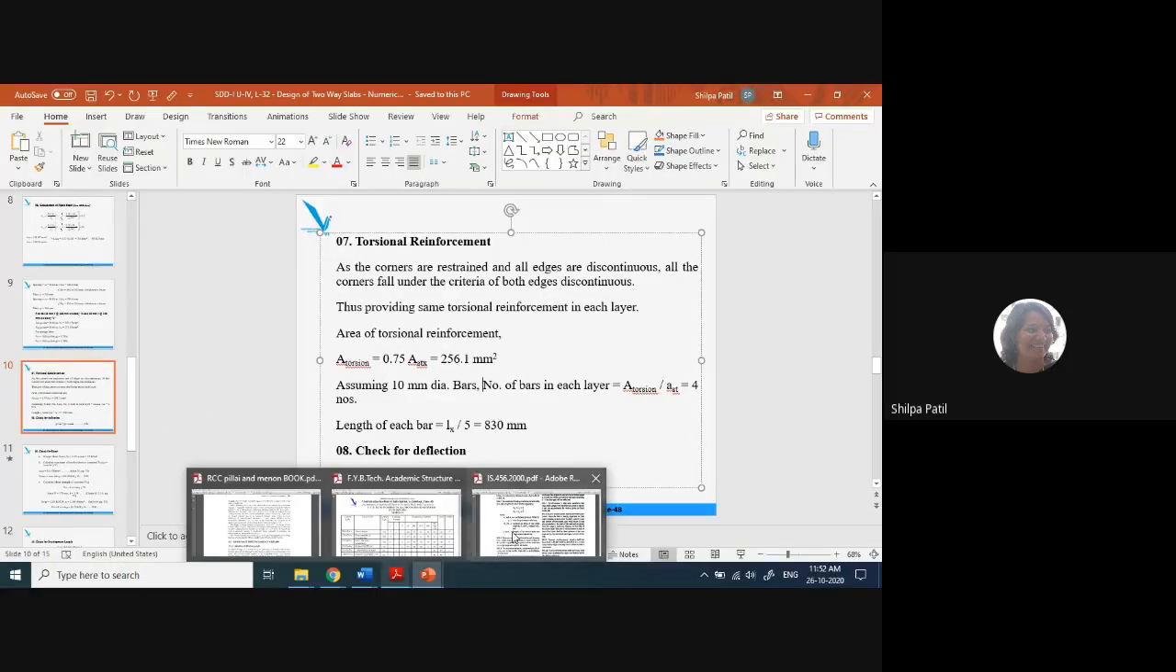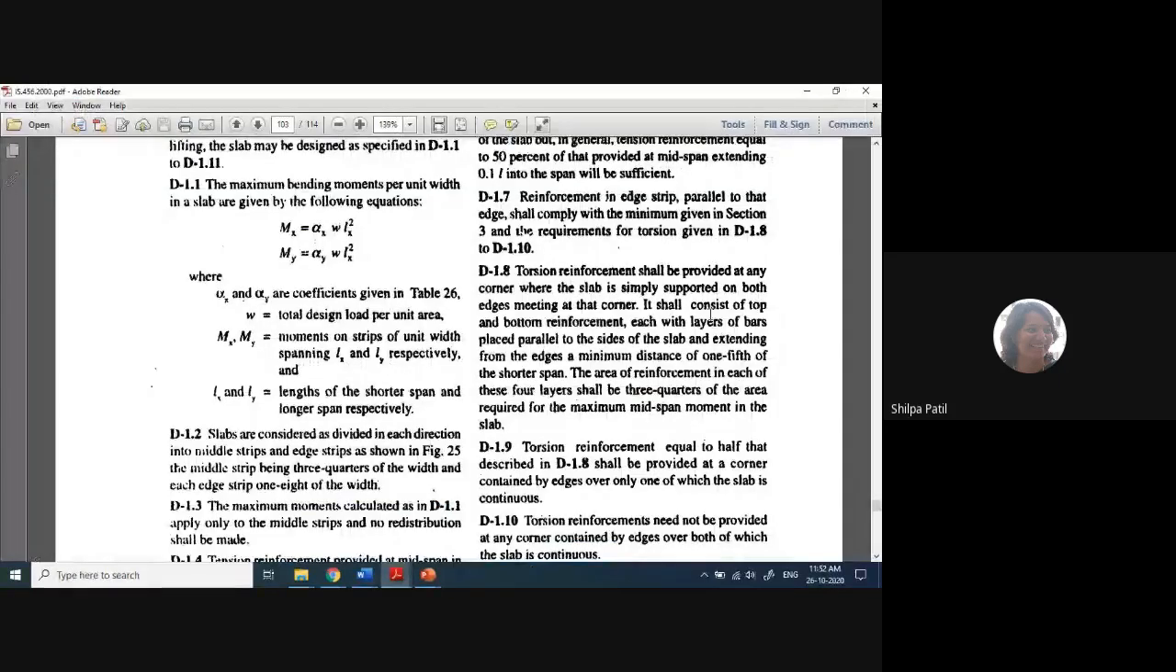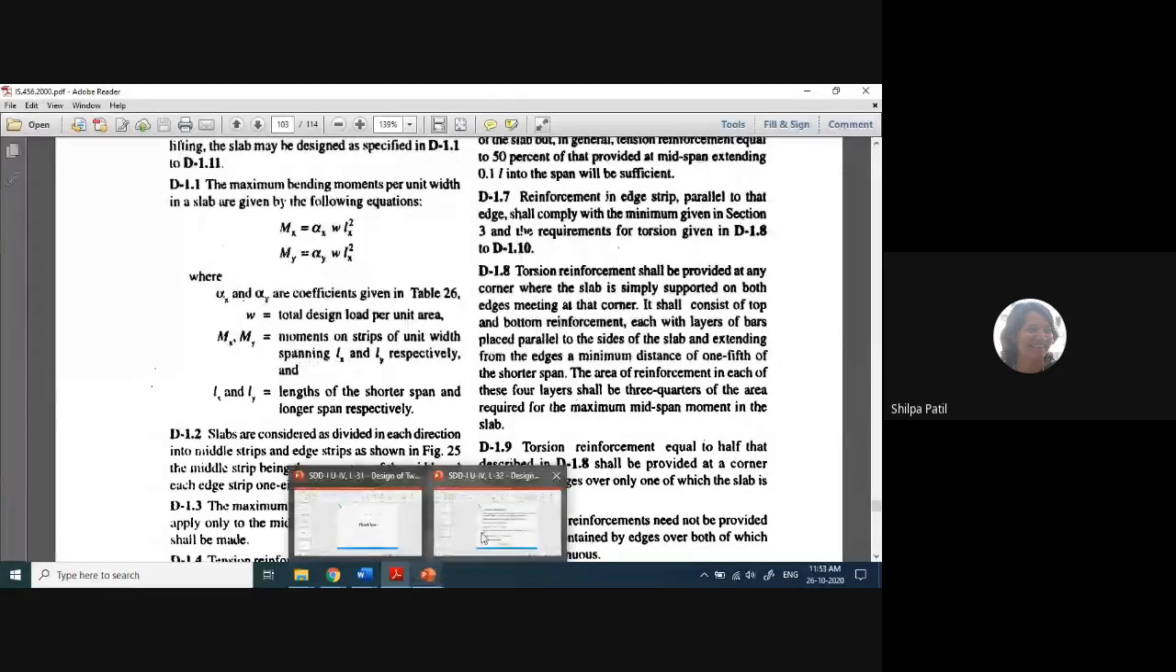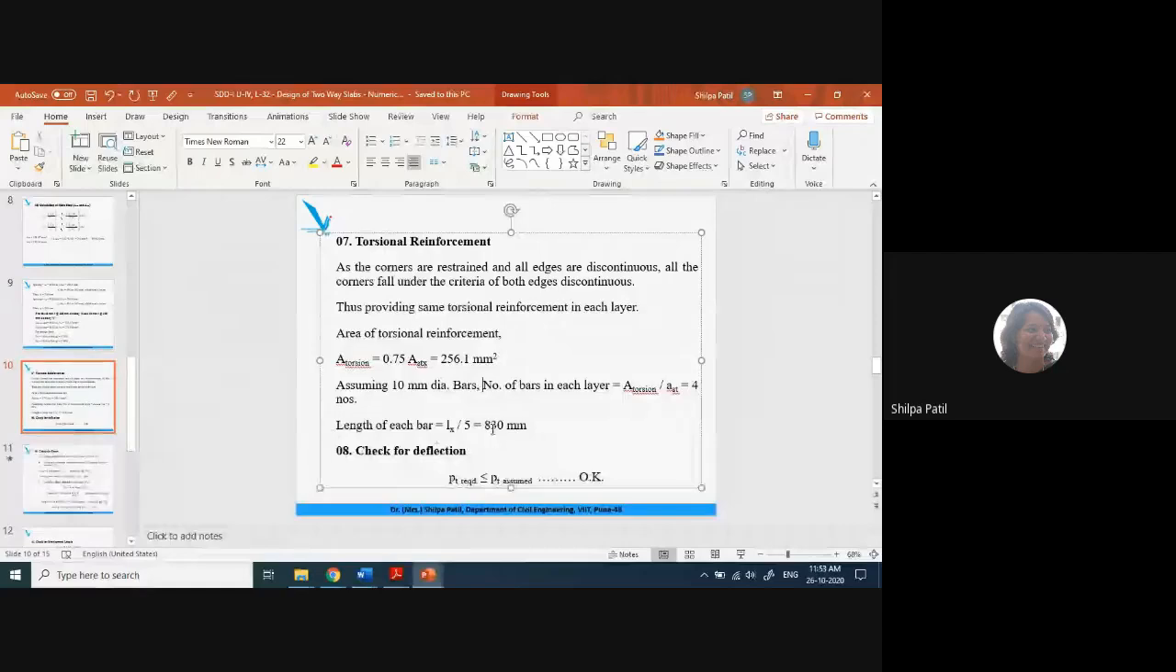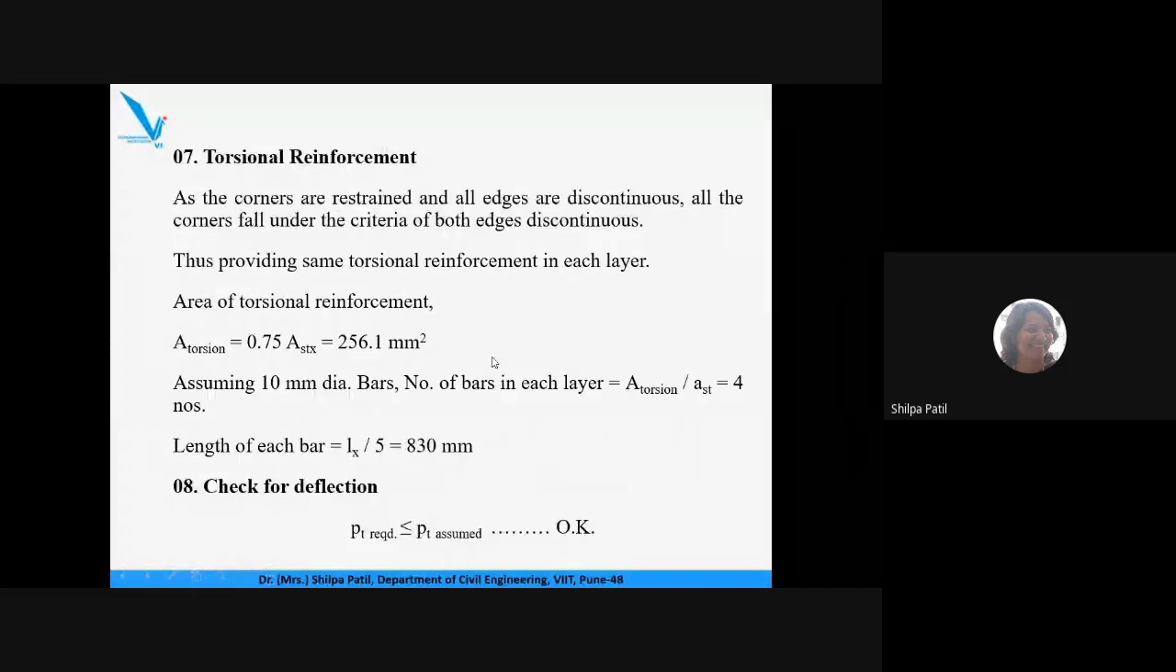So I will go back to the code again. What is the length? Extending from the edges a minimum distance of 1/5 of the shorter span. So Lx by 5, that is the clause. So Lx by 5 will be the total length of the bar. Lx by 5 is coming as 830 mm. So these are the details of torsion reinforcement you need to calculate. Only 3-4 steps are required to calculate the area of the torsion reinforcement. Now as both the edges are discontinuous, we have used the formula 0.75 ASTX.